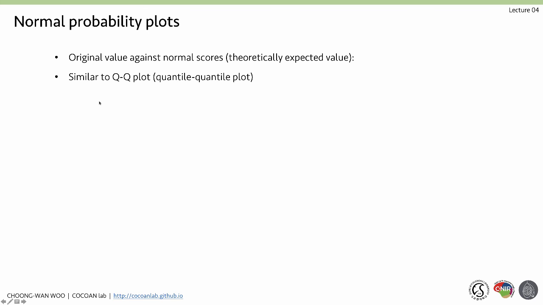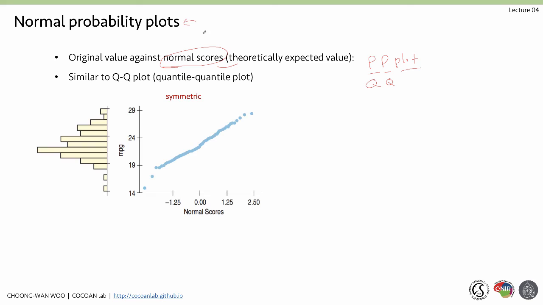Okay, so we are ready to draw normal probability plots. So what is a normal probability plot? It's original value against normal scores. What is a normal score? That is the theoretically expected value. So theoretical normal score, theoretical Z-score, basically. It's similar to a QQ plot. There are many different ways of calling this plot, like PP plot, this is percentile plot, or QQ plot, that is quantile plot.